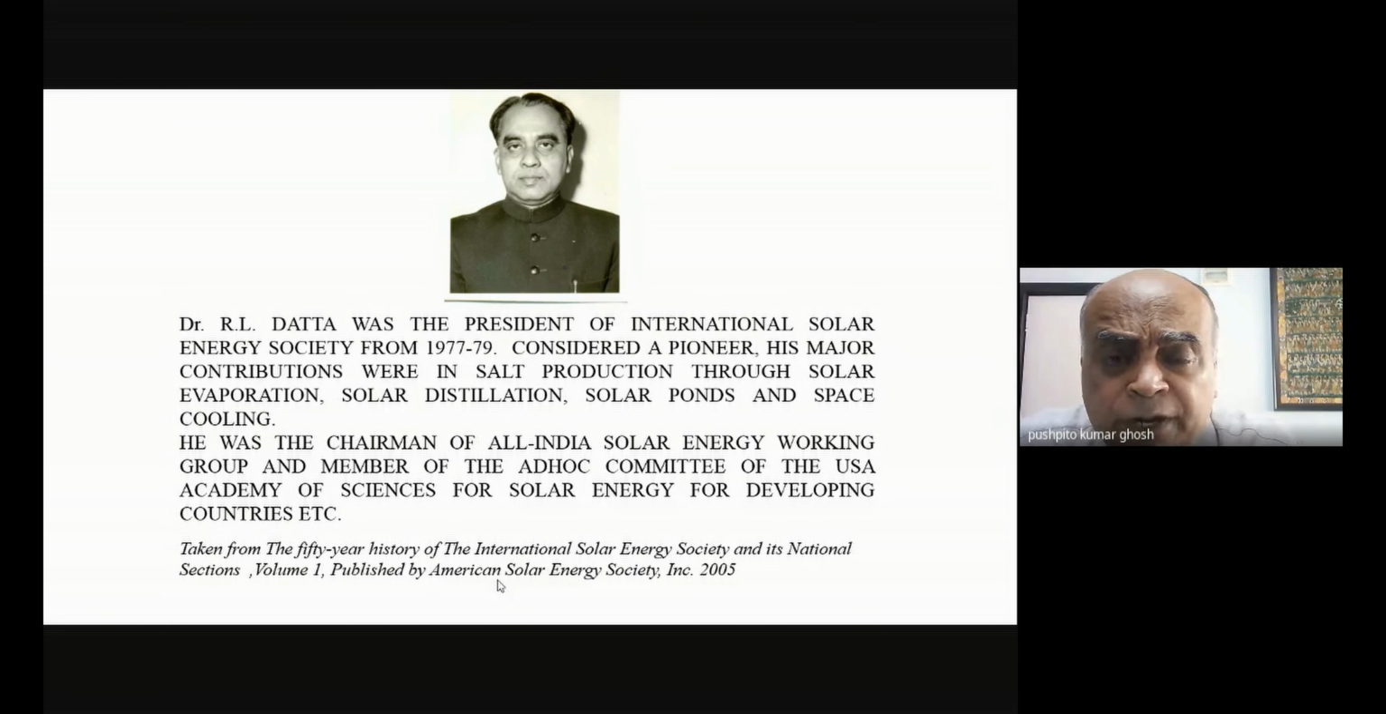There was a former director of IIT Bombay, Dr. Sukhatme, who was very well known in the area of solar energy. You see, this person, Dr. R.L. Datta, was the president of the International Solar Energy Society from 77 to 79. That's how well our work used to be recognized. Okay. And he had made very pioneering applications. I'll talk about a few of these applications, where he was recognized as a pioneer. He was earlier at the Indian Institute of Science in Bangalore, and later shifted to another place. A very well known man.